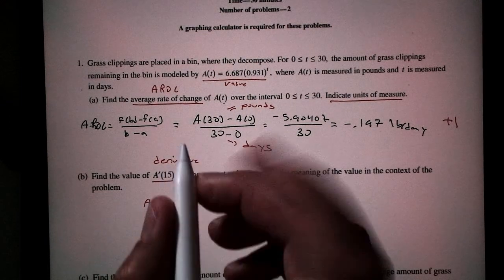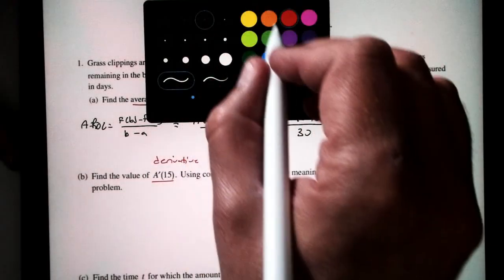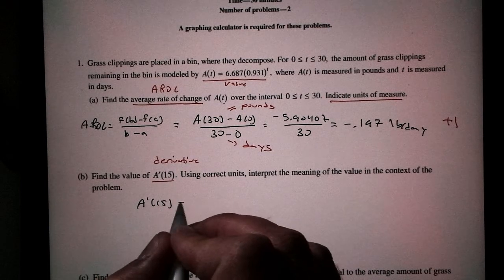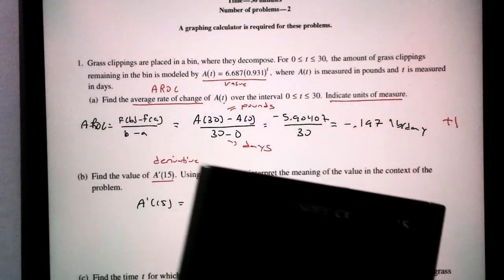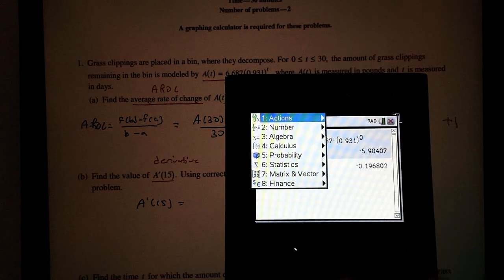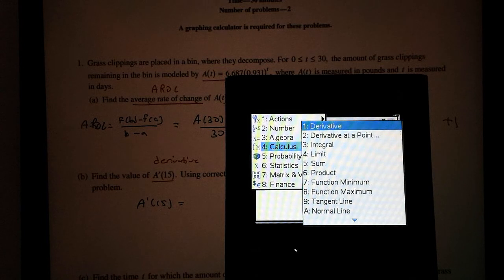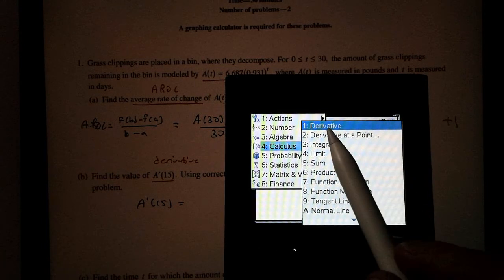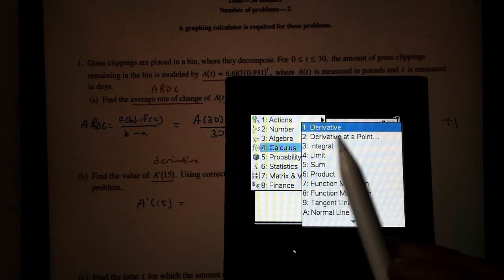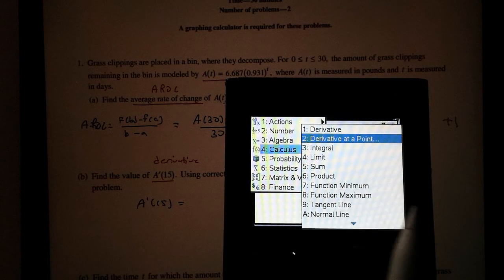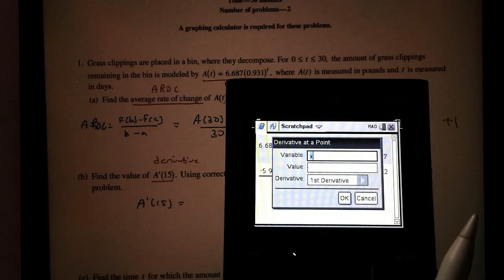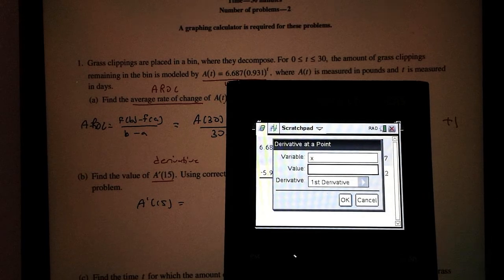So to get A prime of 15, I'm just going to use my calculator. Ready? So I can go to Menu, 4. This is the Inspire. Now, if you have the Inspire CX, you're not going to have this derivative thing right there, okay? But you will have derivative at a point, so you can just type in B right here. Enter. Looking for the value, I'll just keep it as X. I'm looking for the value at 15.